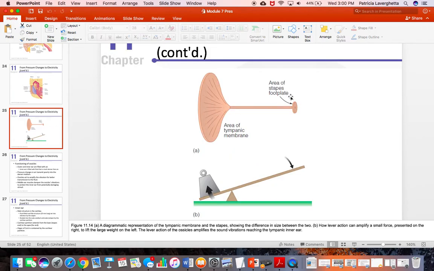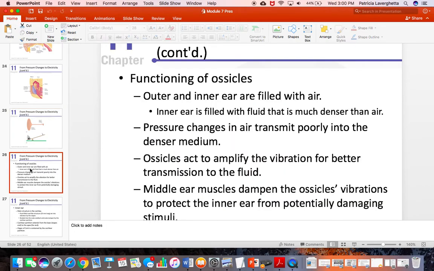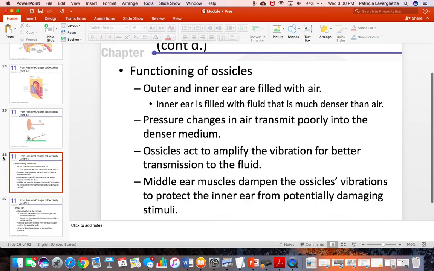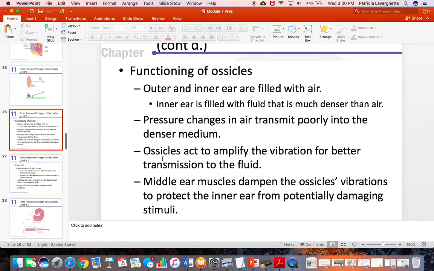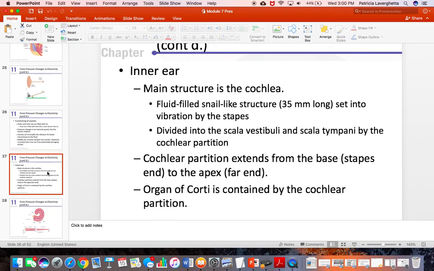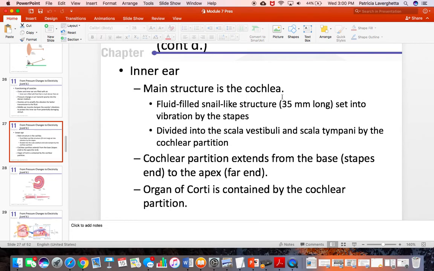The area of the stapes, that's the foot plate, is quite small, and that really confers a lot of pressure. It does a great job of transferring. And then here you can see ossicles, those are the middle ear bones, which help amplify the vibration for better transmission to the inner ear. The outer and the middle ear are air-filled. The inner ear is fluid-filled, just to let you know. And then here you can see the inner ear. It's got a cochlea. It's very small, about 35 millimeters long.